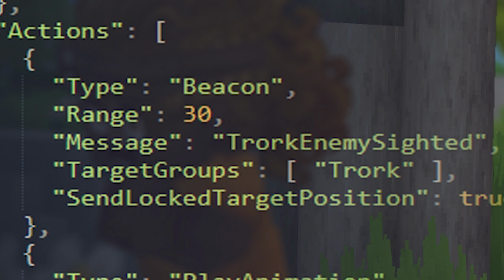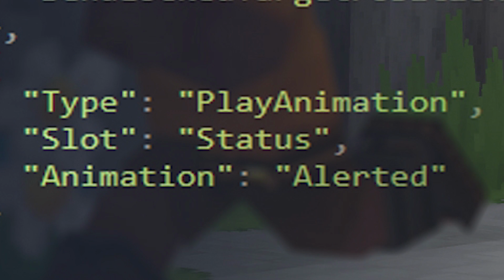And then, of course, it defines right beneath that the target group it wants to send this message to are other Trorks. And then I'm assuming that final line of text there that says send lock target position is actually your location that it's trying to transmit to the other enemies. And then we move on to the final little block of text just beneath that, which basically says play animation, and it's going to be alerted. So essentially the mob is going to move or react in some kind of way that signifies to the player that they've been spotted.